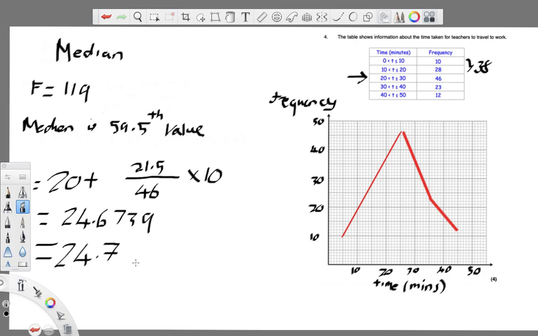Okay. Then we just establish, well, what does this answer mean? Well, we've calculated an estimate for the median of this data. This data was about the time taken for teachers to travel to work, which was in minutes. So the median is 24.7 minutes. And of course, our answer does in fact lie between this class, somewhere between 20 and 30. 24.7 is there. So we're confident that we've calculated the correct answer.